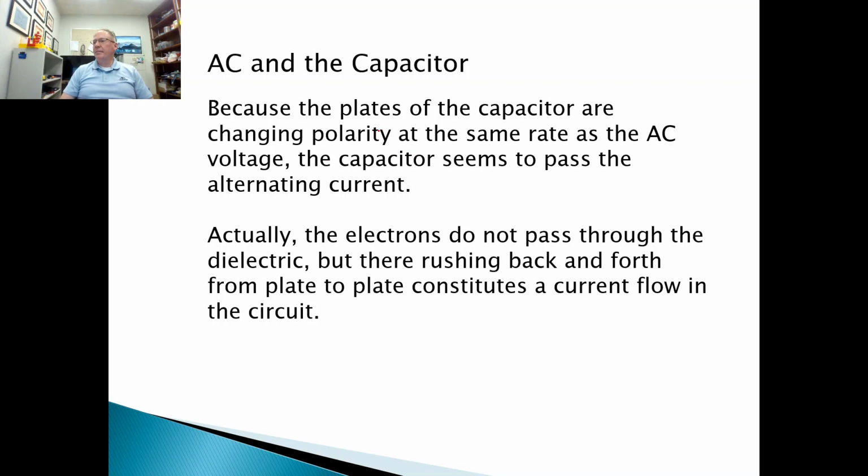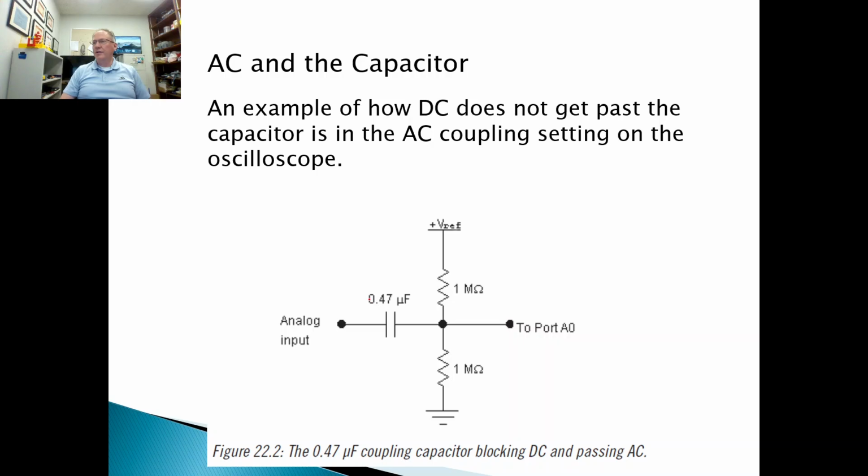Now if the current is maximum and voltage is 0, there's a 90-degree phase shift. Because the charge on the plates of the capacitor is changing, the capacitor seems to pass the alternating current. Actually, electrons do not pass through the dielectric, but they rush back and forth from plate to plate, which constitutes a current flow in the circuit.